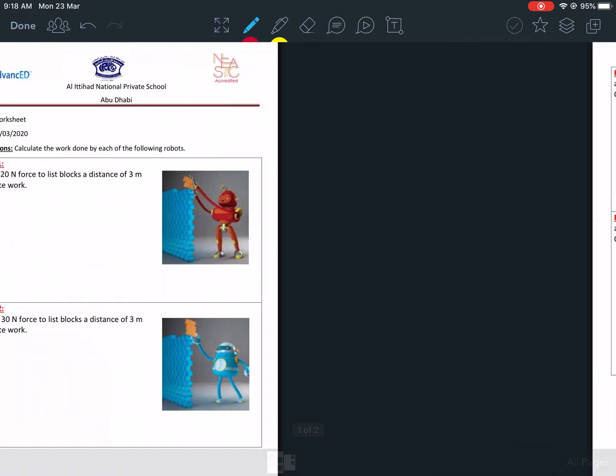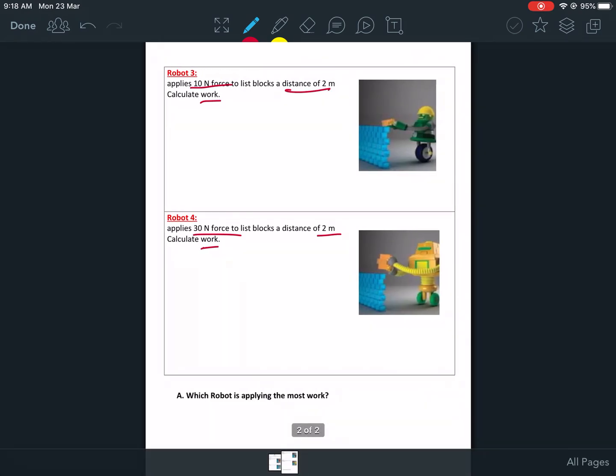After you calculate the work for all the robots, you have to tell me which robot is applying the most work. So which robot has the highest number of work. Don't forget to put the unit of measurement of work and of the force and of the distance. Otherwise, the answer is wrong. Always remember the unit of measurement.